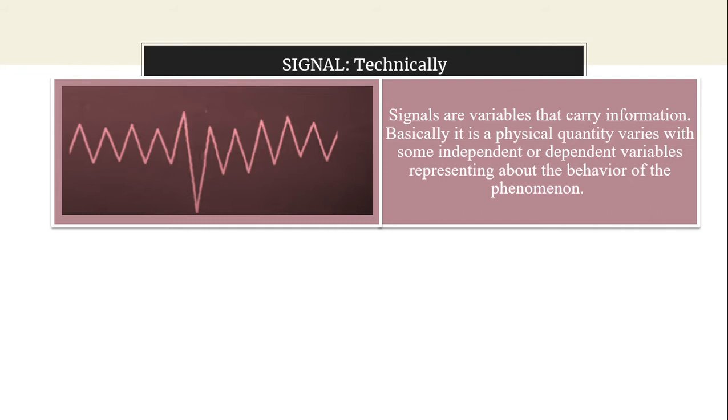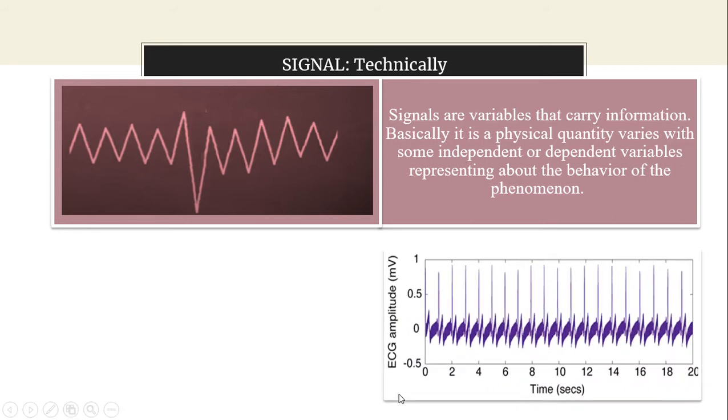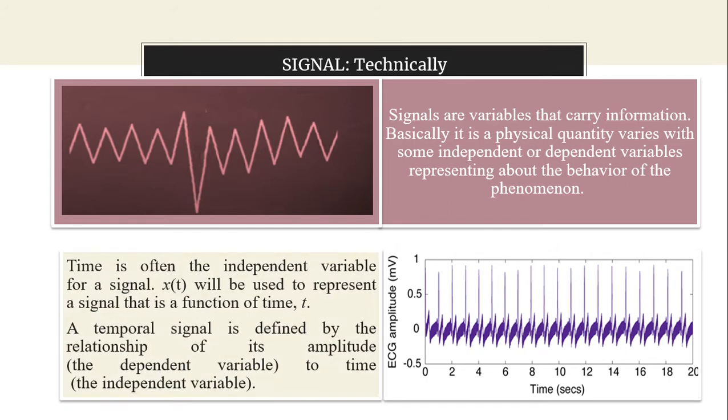Basically, it's a physical quantity or a phenomenon which is varying with some independent or dependent variables. Usually, we take time as our independent variable for observing any physical phenomenon around us. So, time is the basic parameter taken as a reference for any signal property. This is called a temporal signal, the signal which is varying with time, that defines the relationship between its amplitude, a dependent variable, and the time, an independent variable. So that is basically a signal.